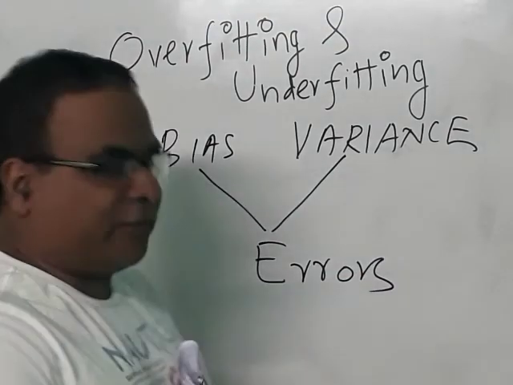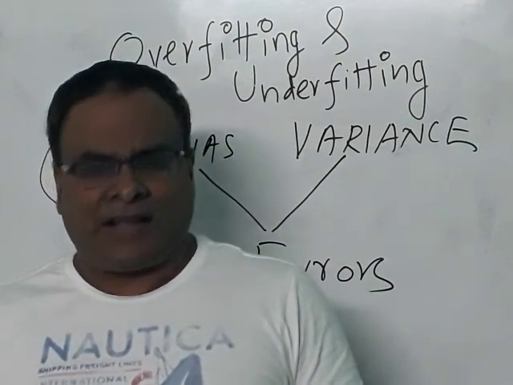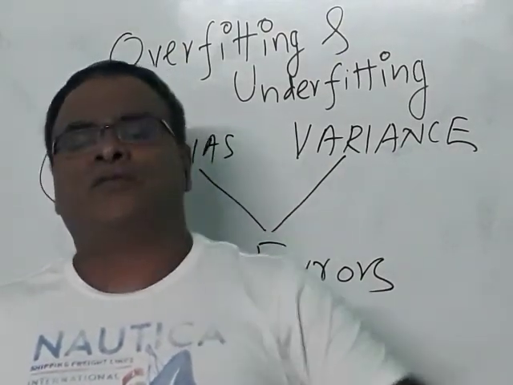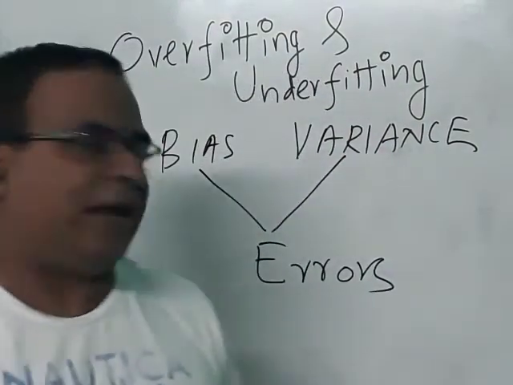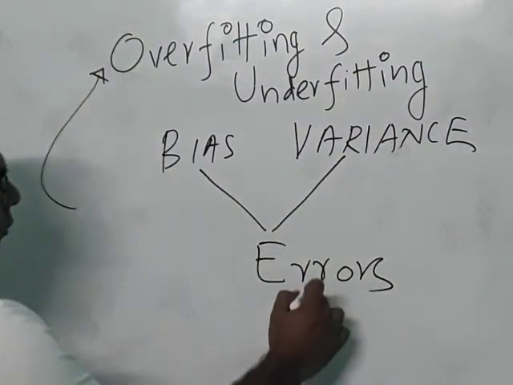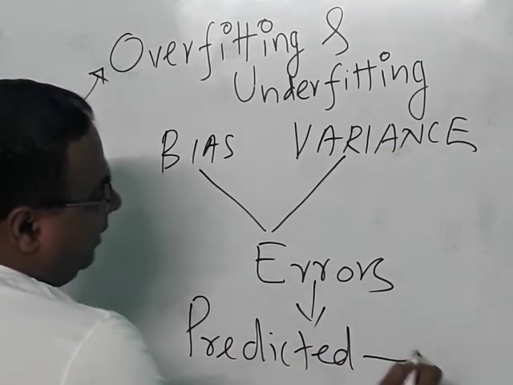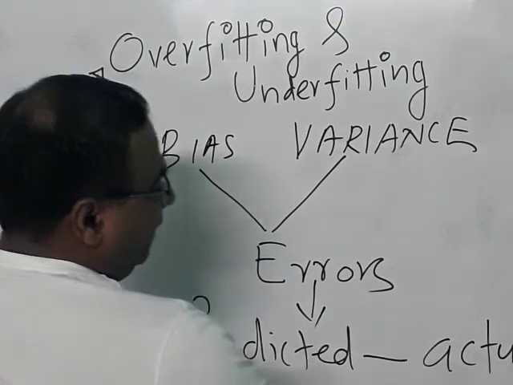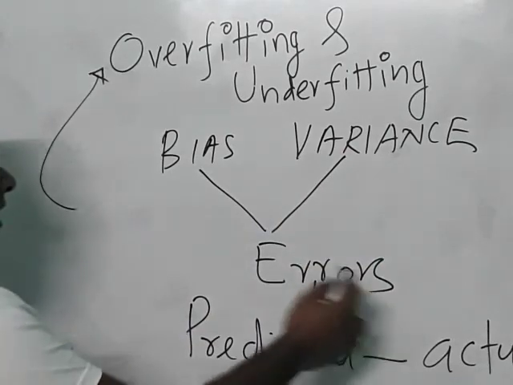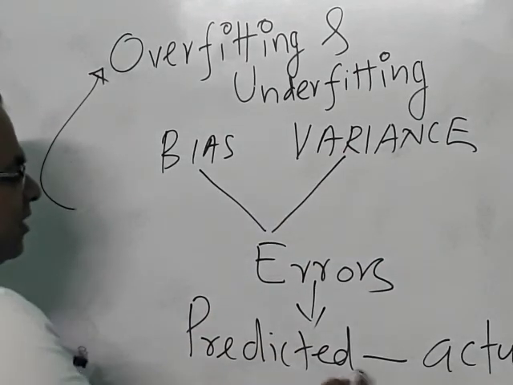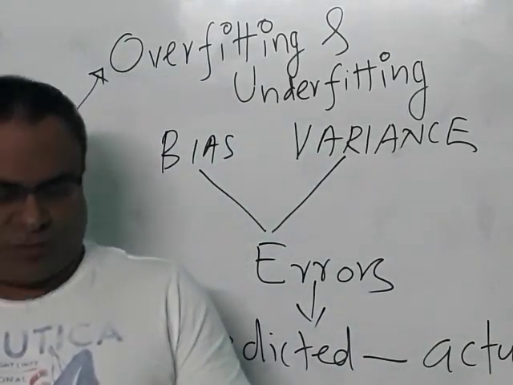So what is an error for a machine learning model? It is the error coming in the prediction, right? Machine learning models are used for prediction. So the error means predicted value minus actual value. What is an error? It is equal to predicted value minus actual. This is an error for a machine learning model. Bias and variance are errors. Errors mean predicted value of a machine learning model minus the actual value.